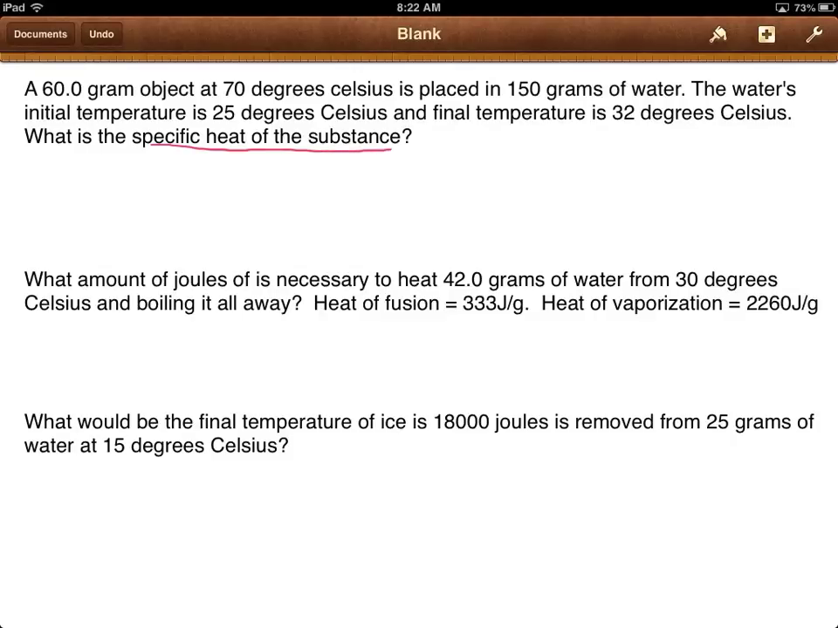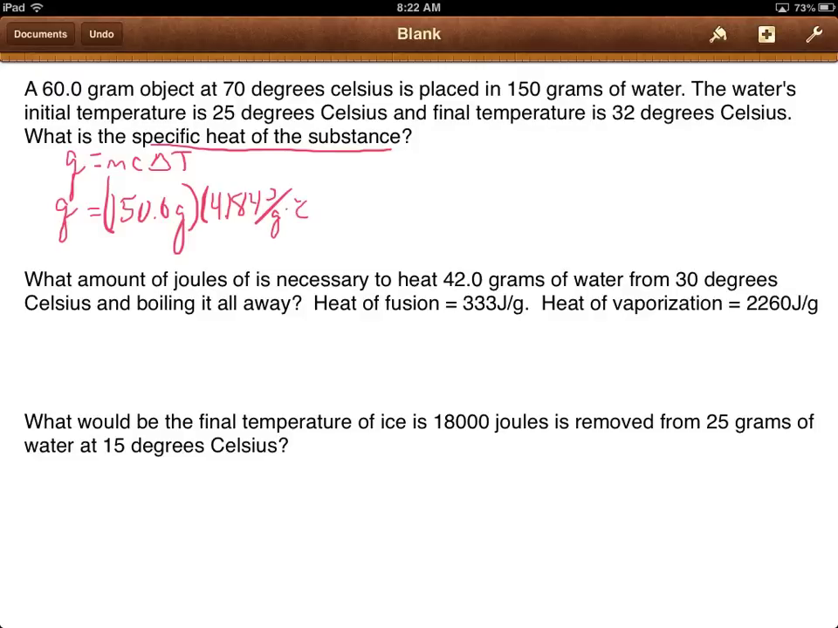So you can set this up one of two ways. The first way we can do this is we can take our Q value, Q is equal to MC delta T, and we can refer to the water. And we can solve for the Q value for the water, which is the joules that the water gains in energy. So we take the mass of the water, 150 grams. We multiply that by the specific heat of water, which is 4.184 joules per gram degree Celsius.